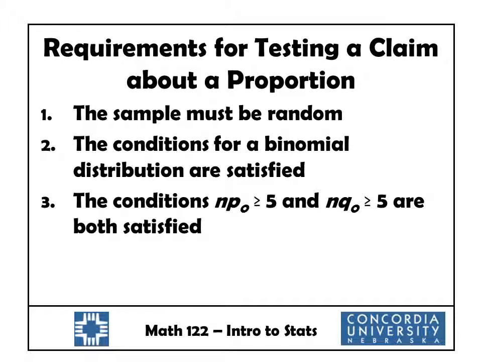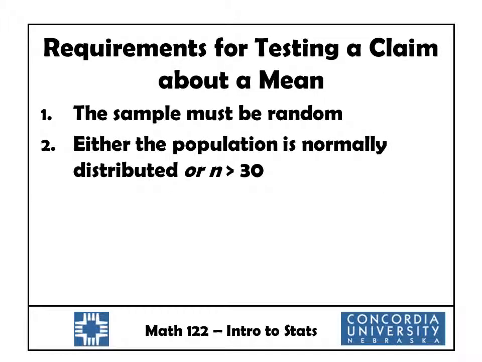Now, the requirements for testing a claim about a single population mean are these. First, the sample must be random, and then second, either the population is normally distributed or n is greater than 30. The second one there is the important one, because if I have a small sample size, like only 10 or 20, I may not be able to use this test if my population is not normally distributed.